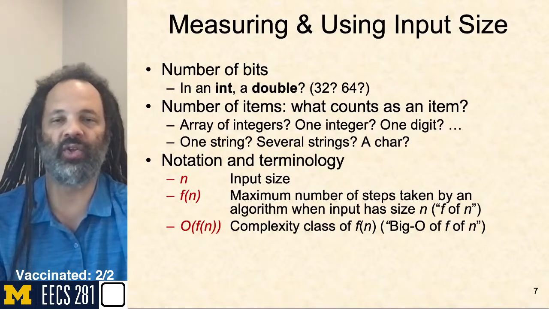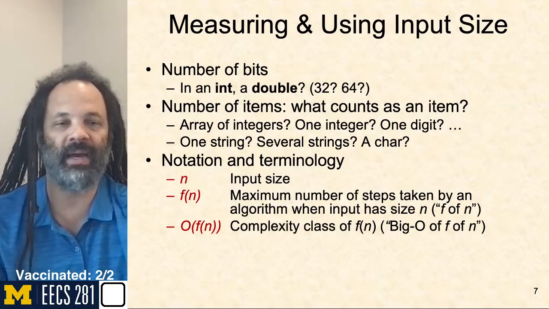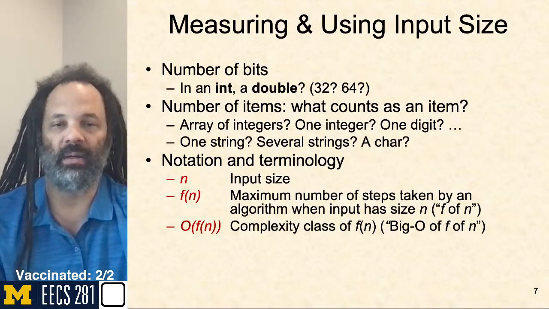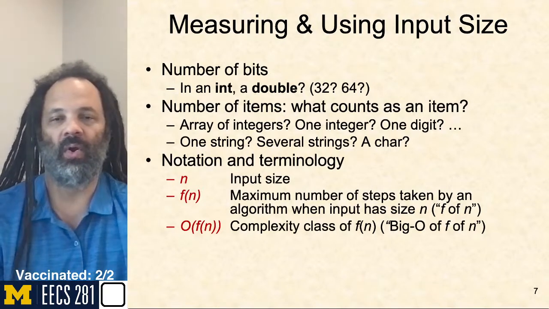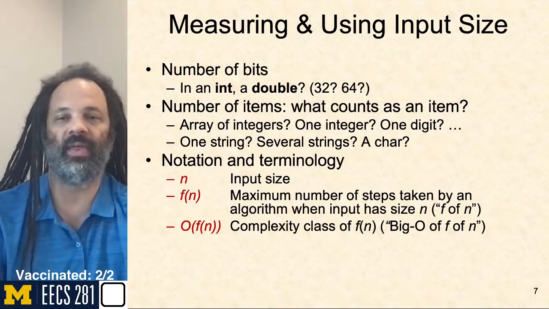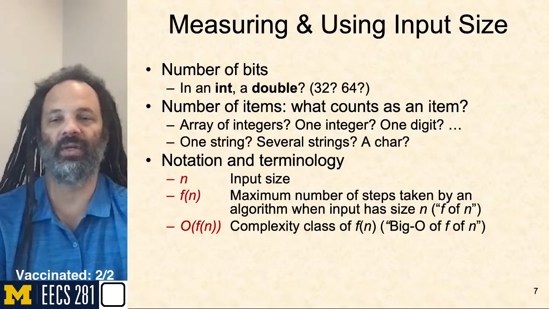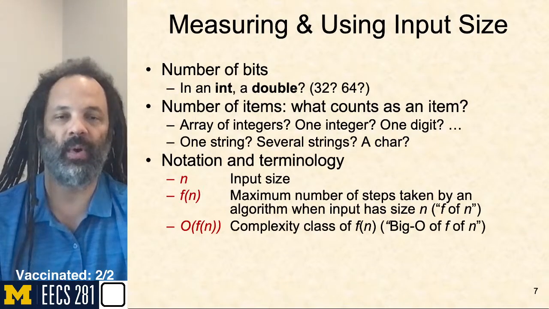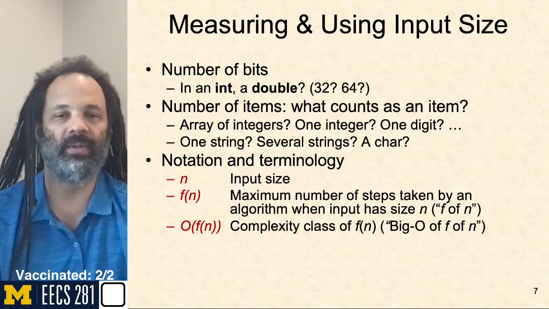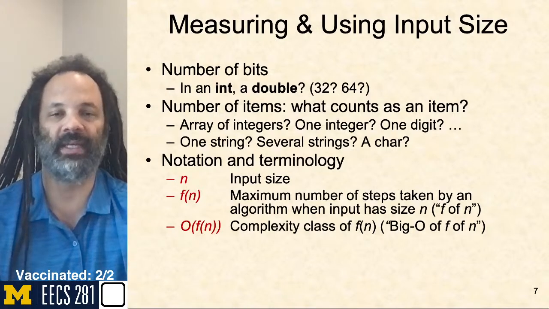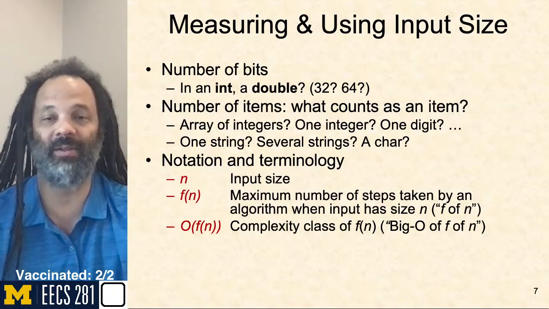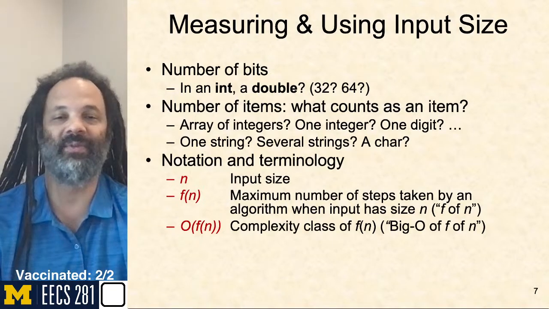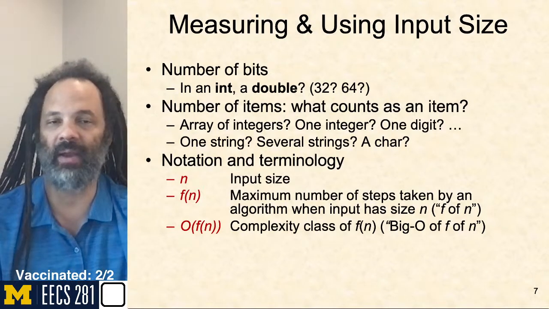We could measure the number of bits if we really want to be down there and dirty in the hardware. Is there an int or a double that it's being processed? You think of an int as a 4-byte integer, a double as an 8-byte floating point value. Those take up 32 bits and 64 bits respectively. So that's one way to do it. If you count all of the bits involved, that will definitely be a reasonable way to count it. But it's also a lot of work.